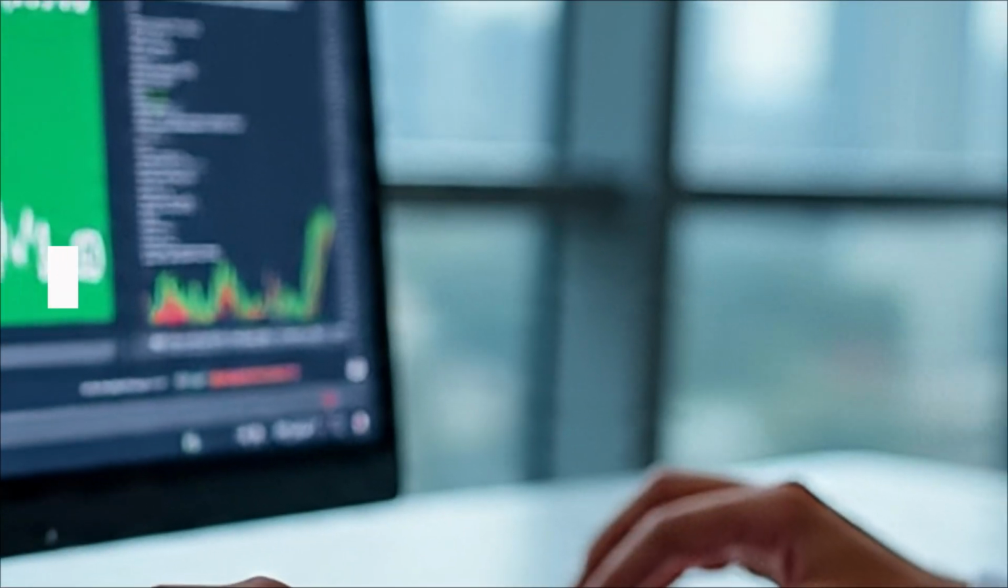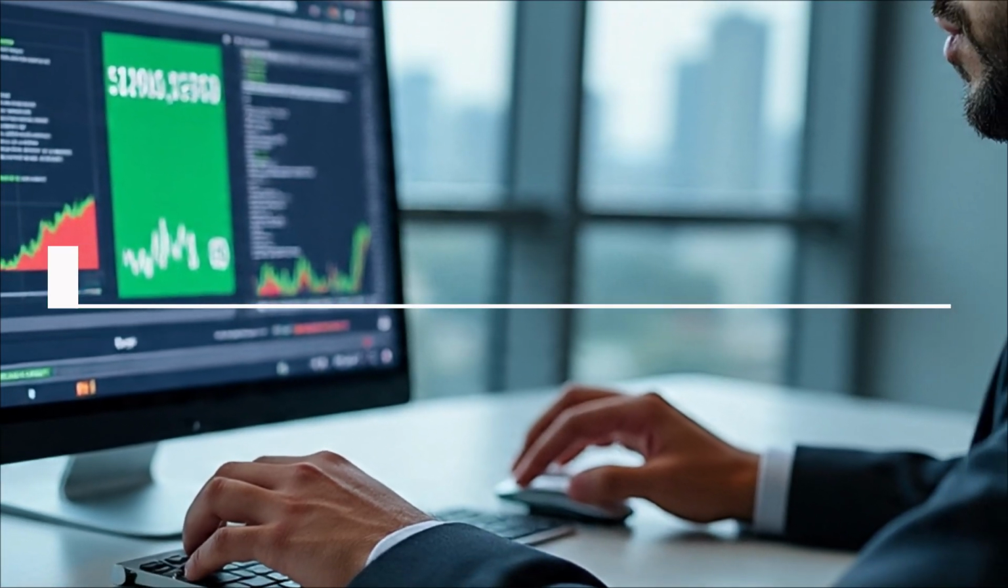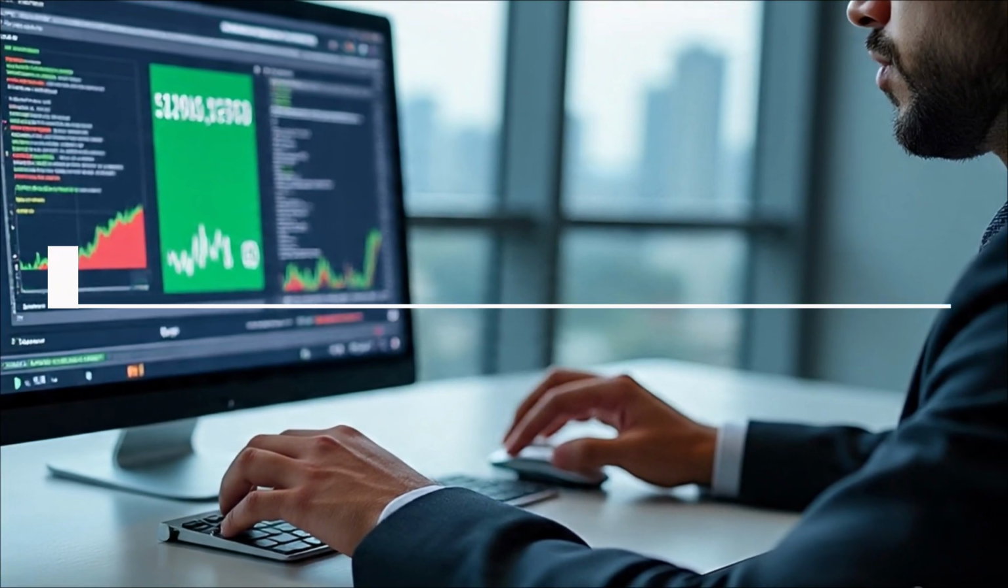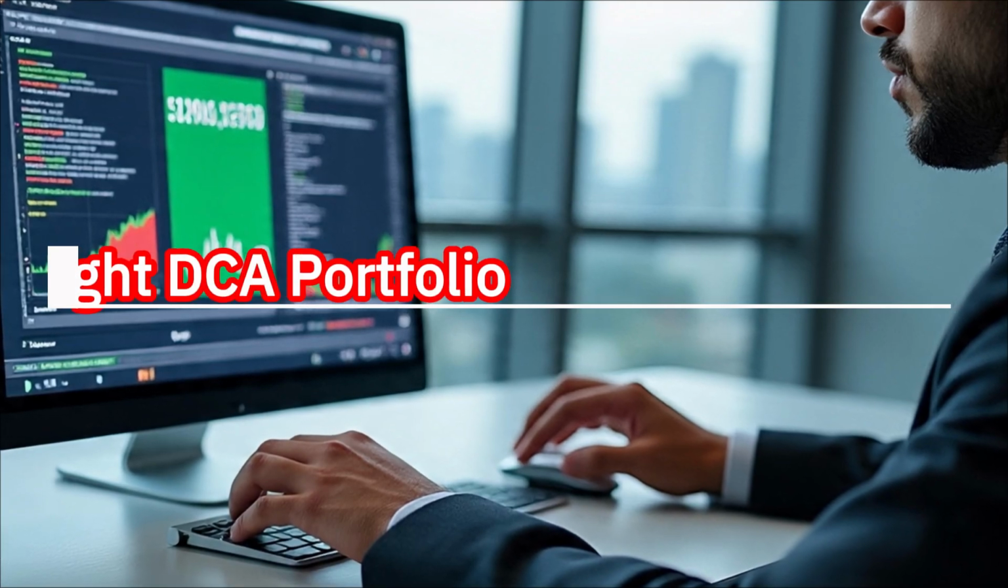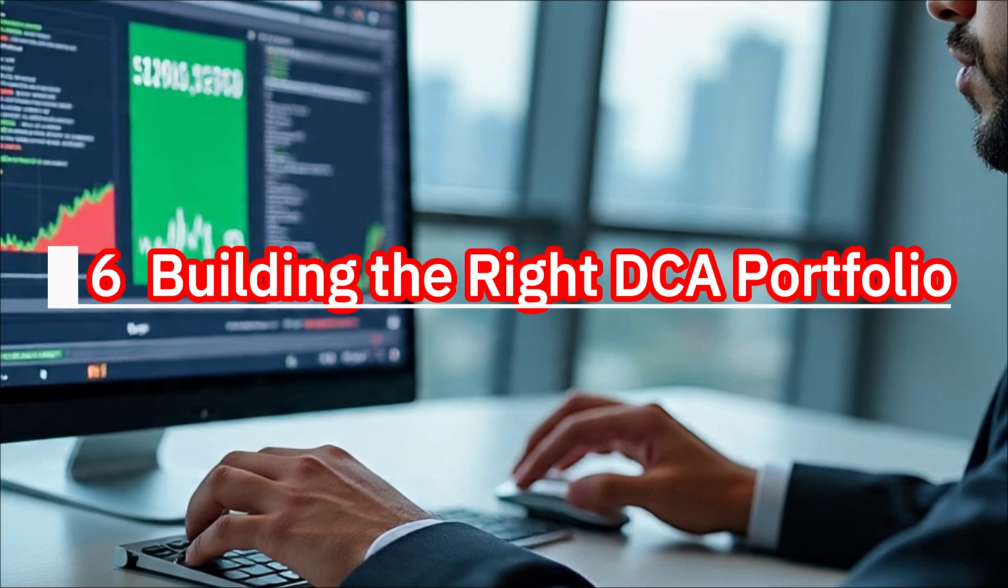Part 6. Building the right DCA portfolio. So how do we build the right DCA portfolio? I've got a few steps to share. Step 1. Define your goals clearly. Do you want to retire at 60 or save for your child's education in 15 years? A clear goal helps you plan correctly.